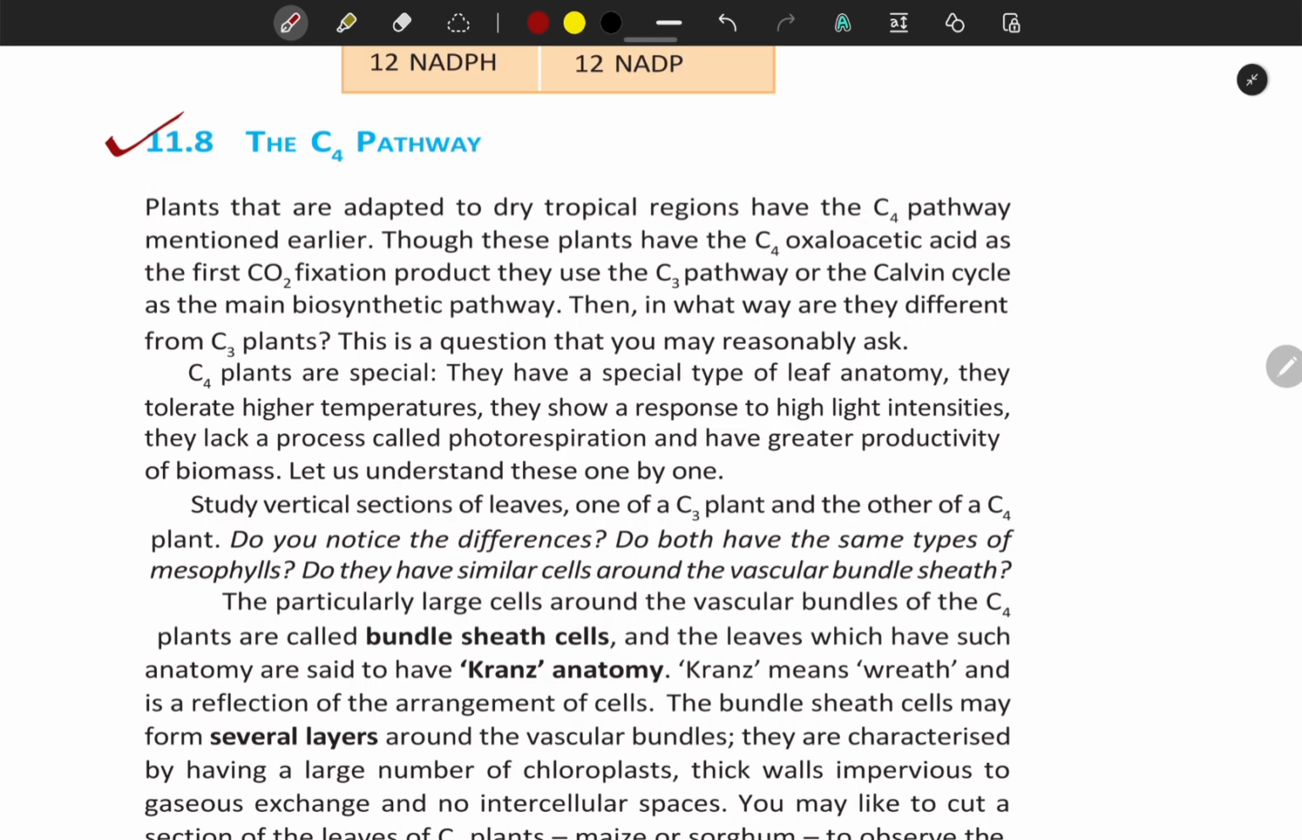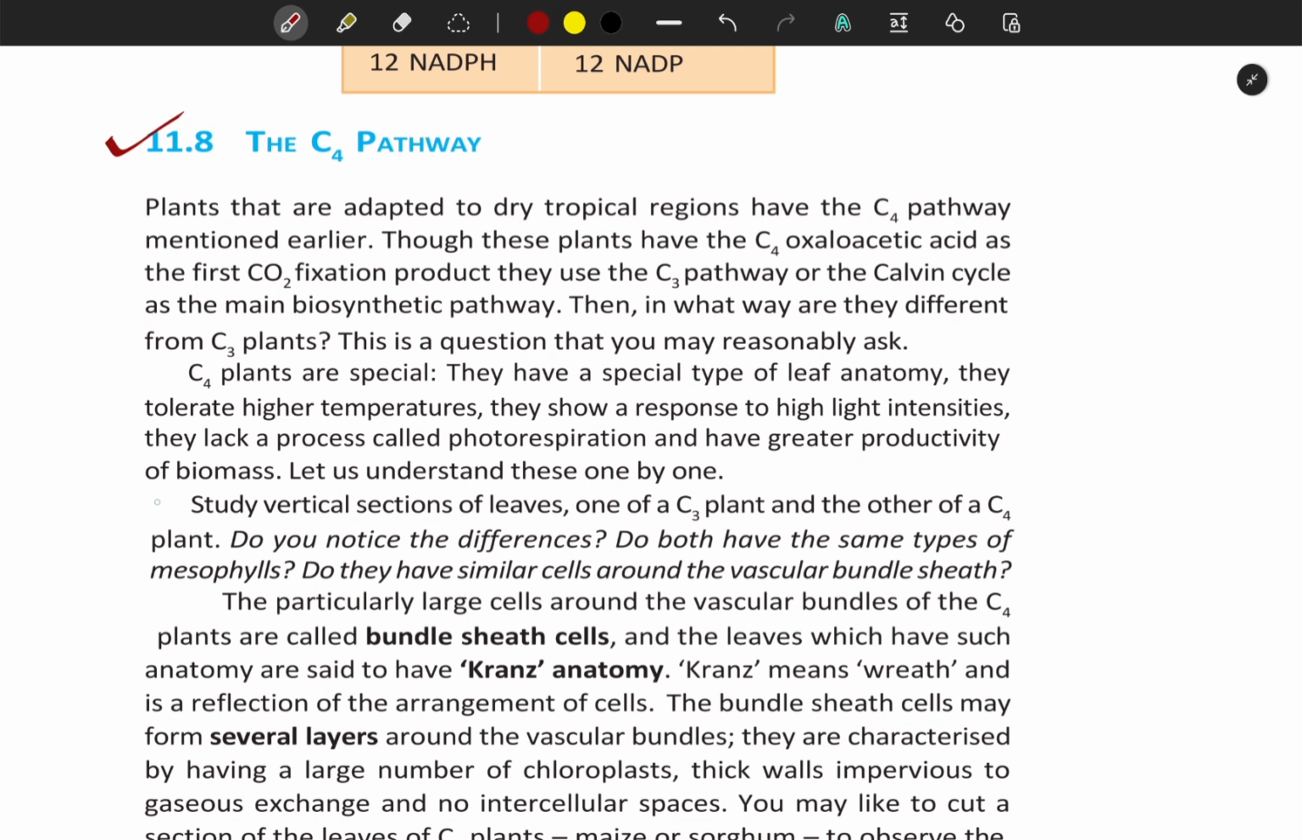11.8 The C4 pathway. Plants that are adapted to dry tropical regions have the C4 pathway mentioned earlier. Though these plants have the C4 oxaloacetic acid as the first CO2 fixation product, they use the C3 pathway, or the Calvin cycle, as the main biosynthetic pathway. Then in what way are they different from C3 plants? This is a question that you may reasonably ask.